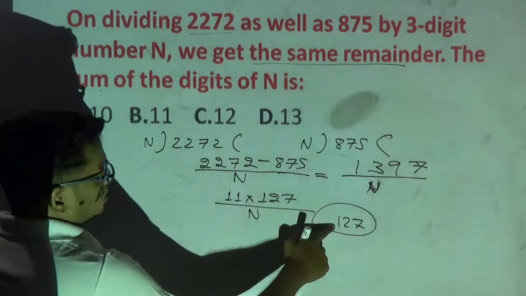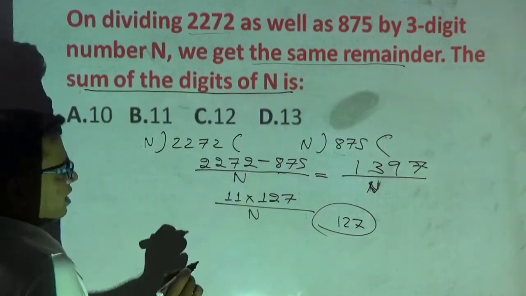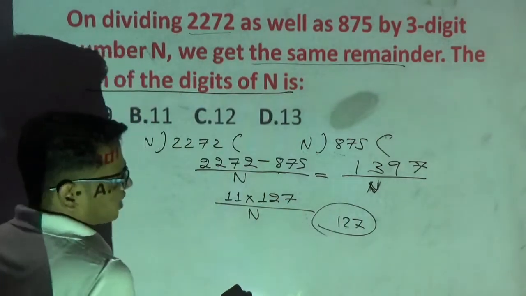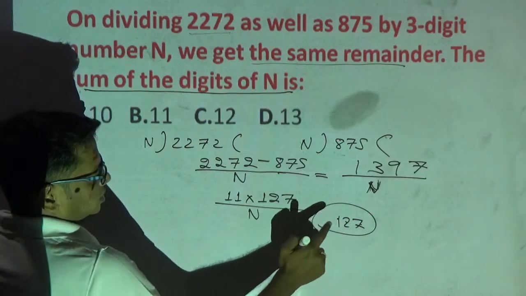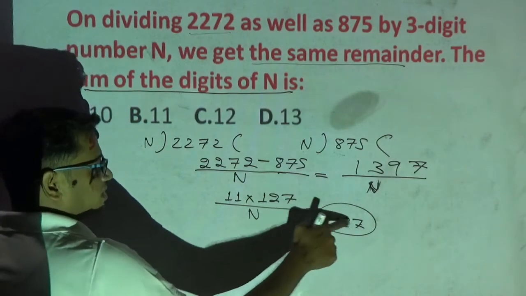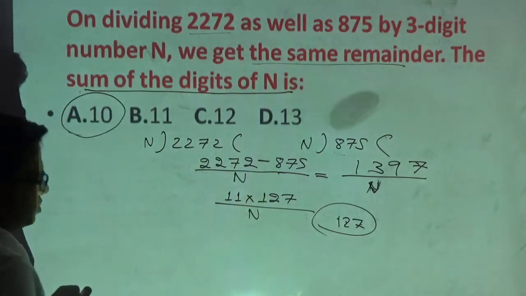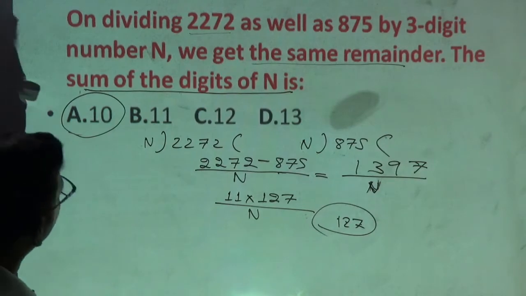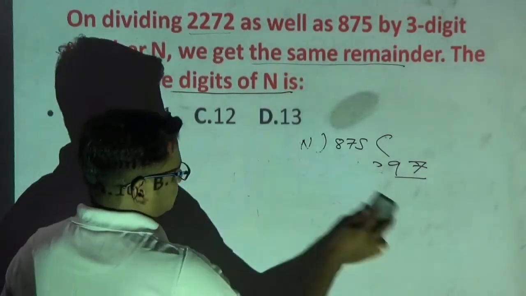But they have not asked for the number. What they have asked is the sum of the digits in that n. 7 plus 2 is 9, 9 plus 1 is 10. So they have not asked the number, they have asked the sum of the digits in that number, that is 10. Option A. The answer for this question is option A. Hope you have understood this example. I will go for the next problem now.